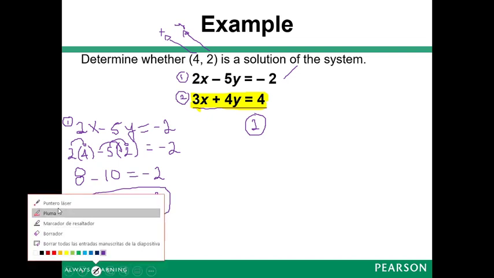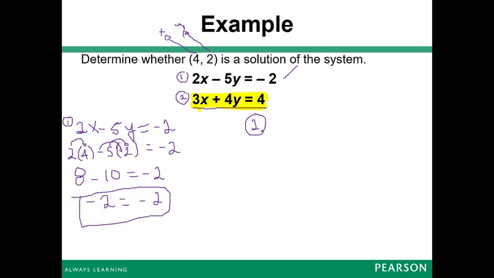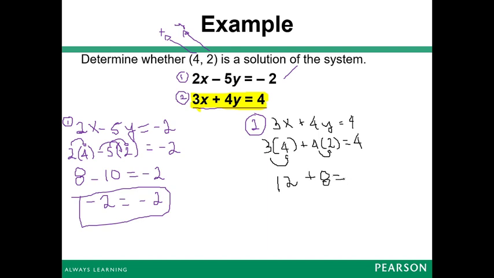We're going to check if it's true or not, and I'm going to do it with black. We have 3x plus 4y equals 4. Now we're going to replace: 3 times, open a parenthesis, 4, close the parenthesis, plus 4, open the parenthesis, y, remember y in this case is the number 2, equals 4. Now 3 times 4, 12. Very good. Plus 4 times 2, 8. Equals 4.